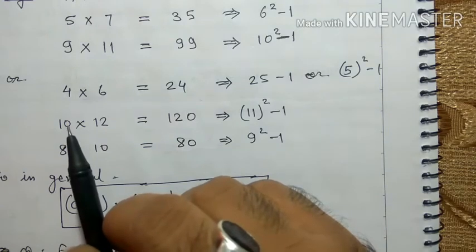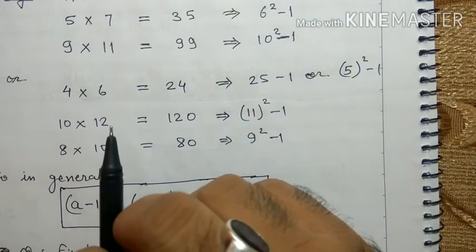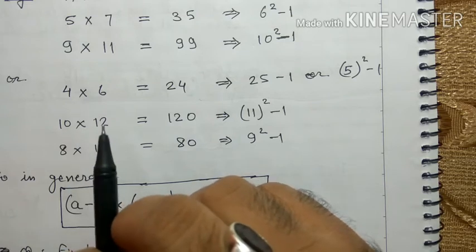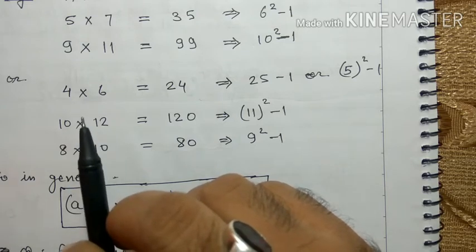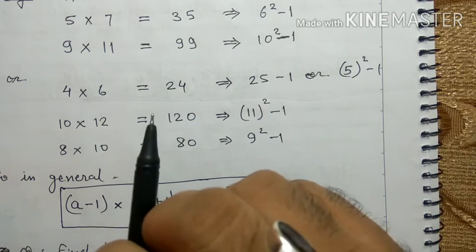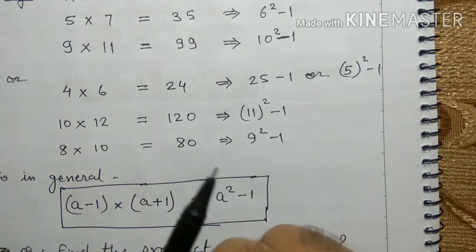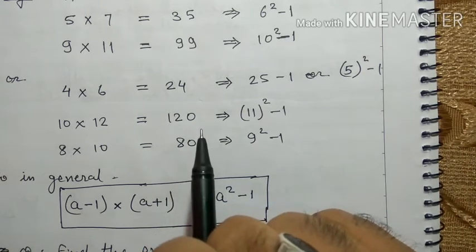Similarly 10 into 12, these are two consecutive even numbers, so the number in between 10 and 12 is 11, so 11 square minus 1 is the result. 11 square is 121, and 121 minus 1 is 120, so 120 is the result.